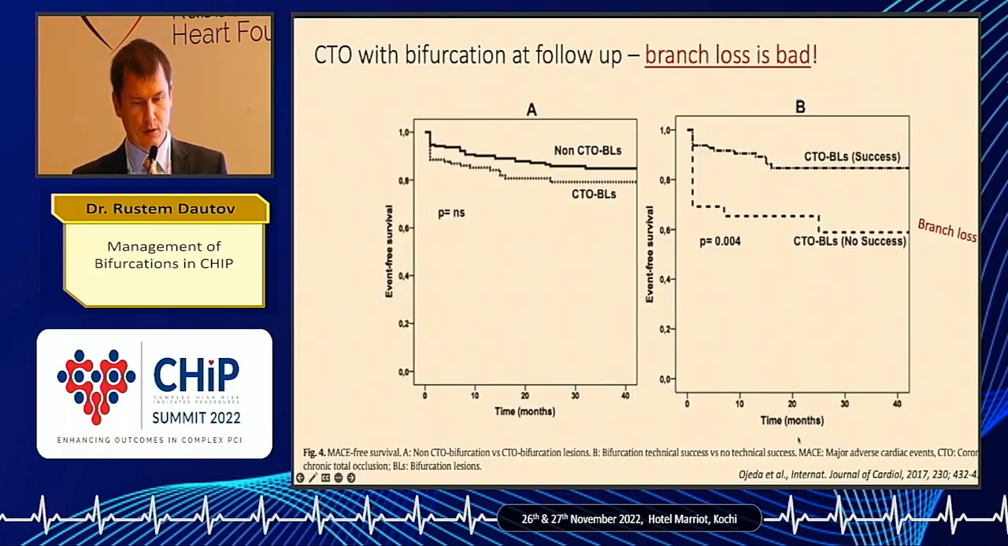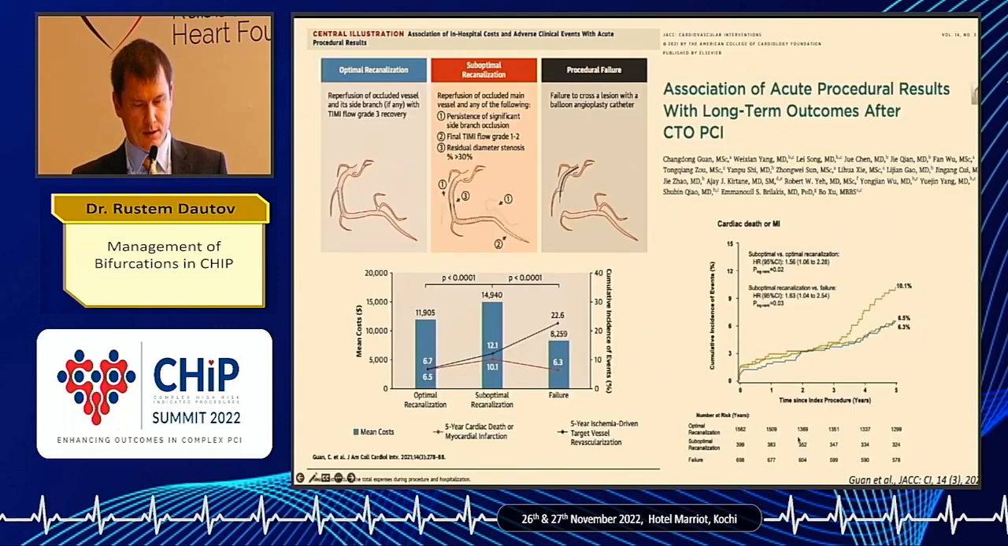On a follow-up, usually in CTO PCI, loss of bifurcation branch is bad. And you can see in this study from China, in the second group, when there is a suboptimal recanalization with persistence of significant side branch occlusion, you can see that at follow-up, this group will have worse outcomes.